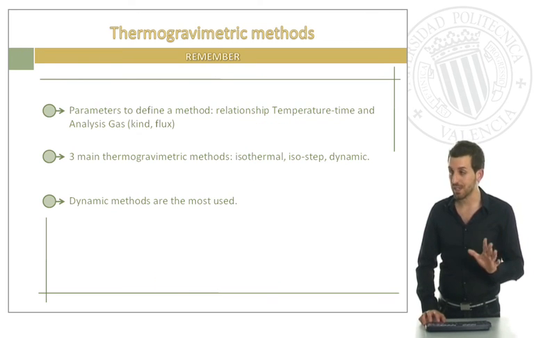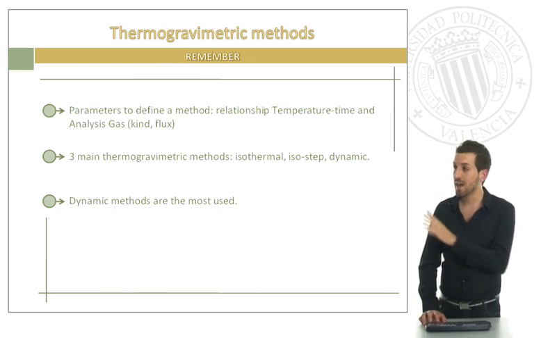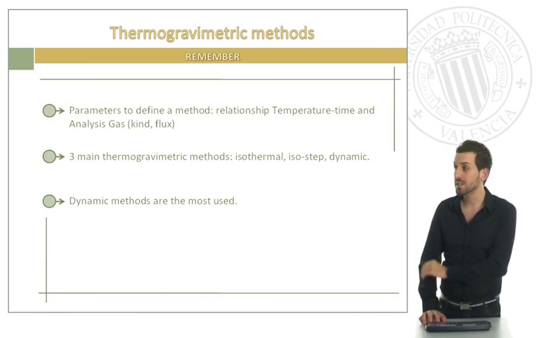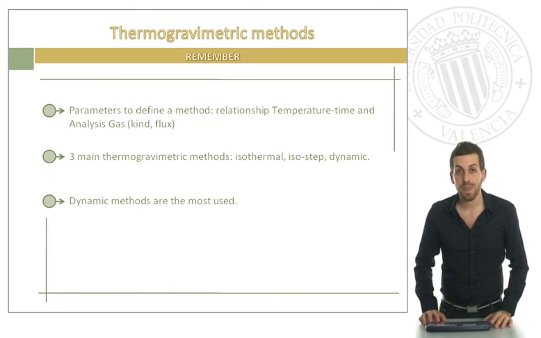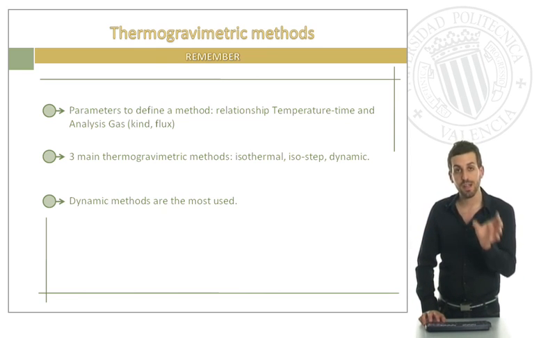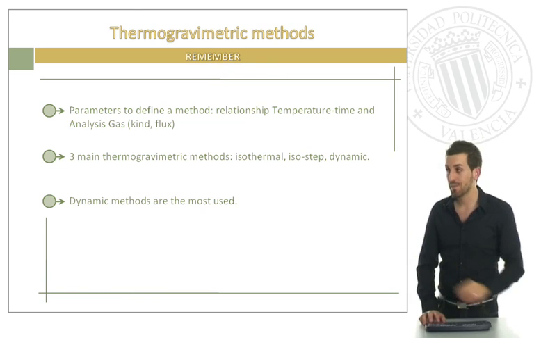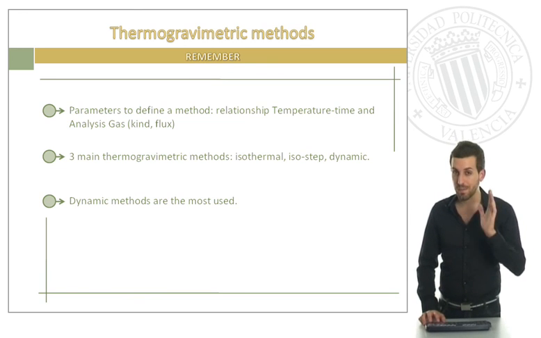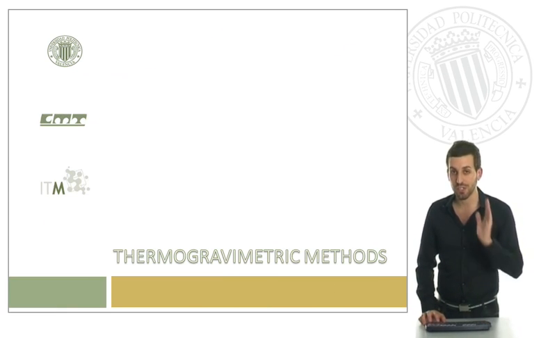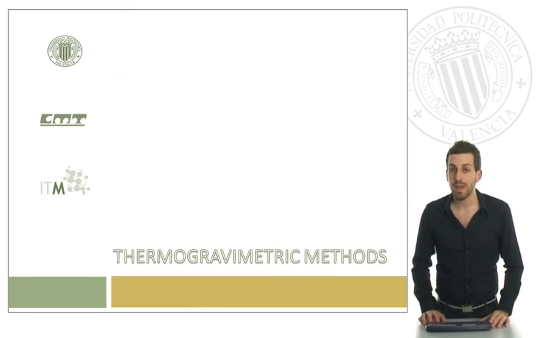Remember what we have seen here. We have defined which are the parameters to define a good method, which are the relationship between the time and the temperature and the gas of analysis. Then we have seen the three main thermogravimetric methods, isothermal, isostep, and dynamic. And finally, keep in mind that the dynamic methods are the most used. Now it's your time to decide which is the best method for your experiments.